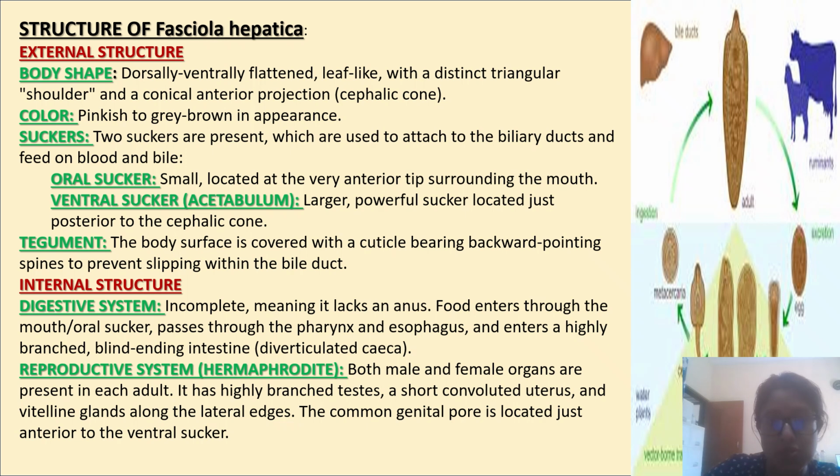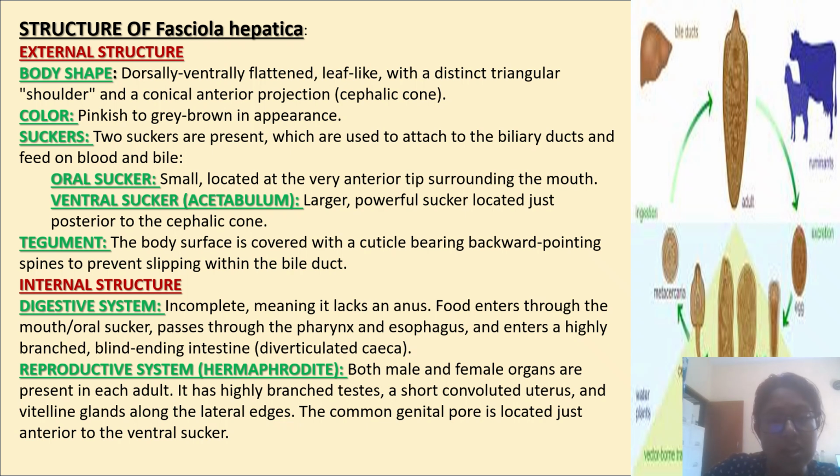Two suckers are present which are used to attach to the biliary ducts and feed on the blood and bile. Oral sucker: small, located at the very anterior tip surrounding the mouth. Next, ventral sucker or acetabulum: larger, powerful sucker located just posterior to the cephalic cone. Next, tegument: the body surface is covered with a cuticle bearing backward pointing spines to prevent slipping within the bile duct.